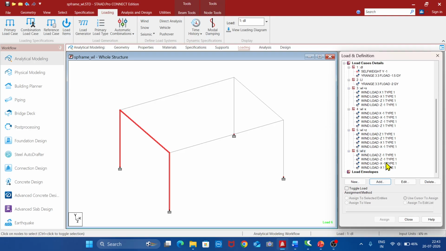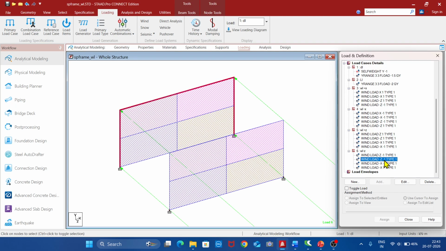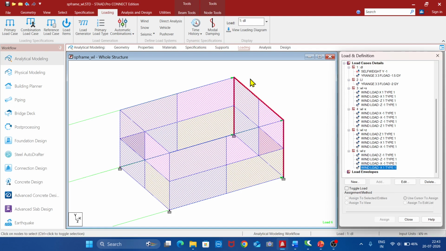So you can very well see here, this is the minus z direction. If you click this, you can see the load acting in the opposite of the z direction. Positive z direction will be this side, and opposite to this will be negative. This is the windward side, this is the leeward side, and these two are the side walls. You can see the wind force acting on this side wall. This will be highlighted where the force is acting, and the arrow will represent the direction of the wind load. So these two are side walls.